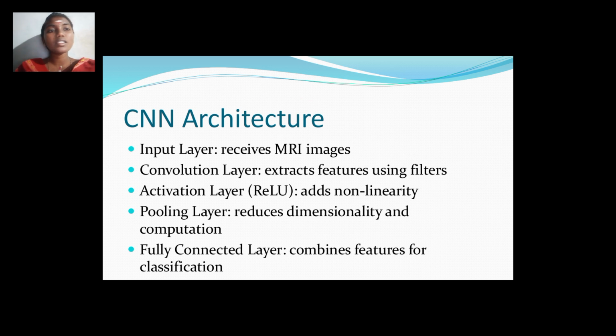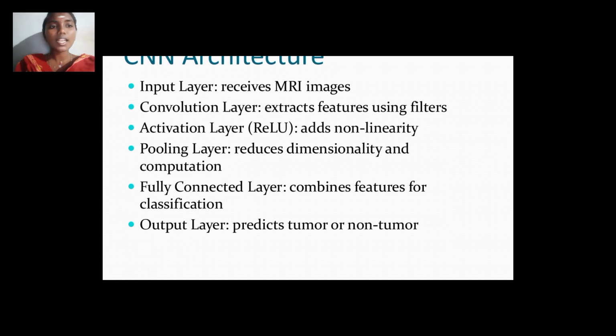First, the input layer receives the MRI images, and the convolution layer extracts features using filters on the MRI images. The activation layer mainly uses ReLU, which is a non-linearity function. The pooling layer reduces the dimensionality and computation. The fully connected layer combines the features for classification, and the output layer predicts whether the images have a tumor or non-tumor.